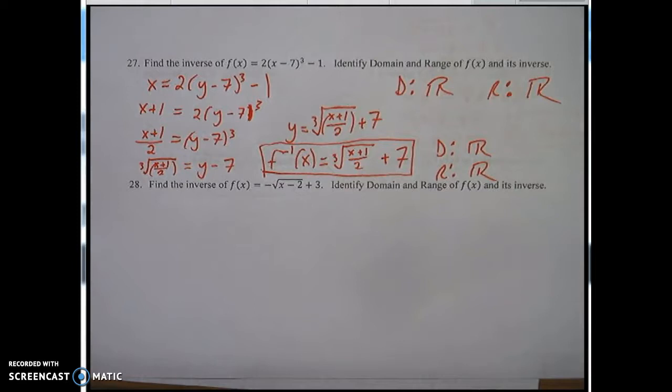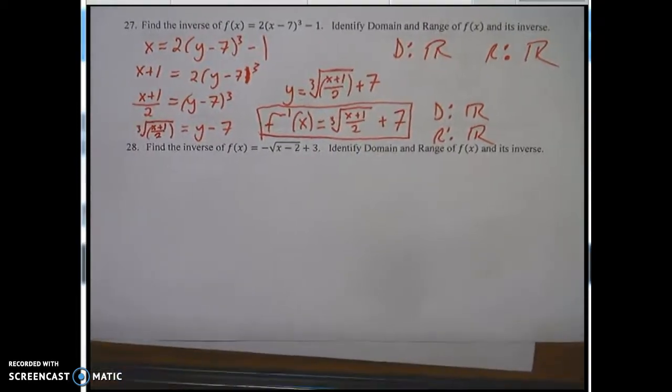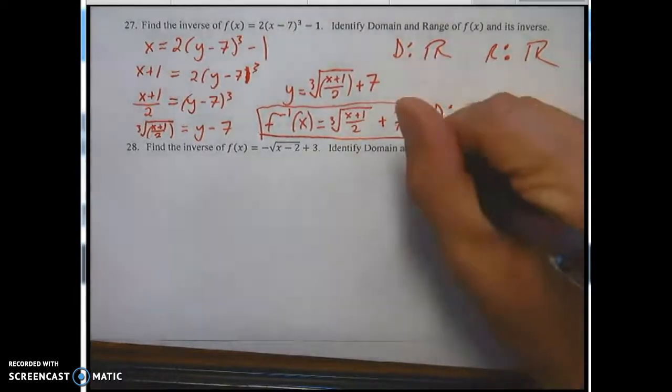Number 28 is very similar. We do the exact same process. We're going to identify the domain and range, flip the x and the y, find the domain and range of the inverse. First, the domain and range of the original.